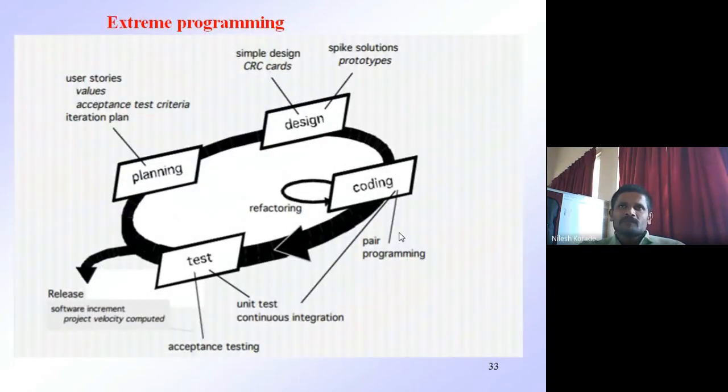Next, extreme programming. This is another important part of your software engineering. In the exam there is a question on extreme programming. Definitely there is a question. What is extreme programming, or what is pair programming, or what is unit testing in extreme programming? This type of question will get asked in your exam. So what is extreme programming? In the diagram you can see planning, design, coding, and testing. These are the same phases that we use in our software development process.